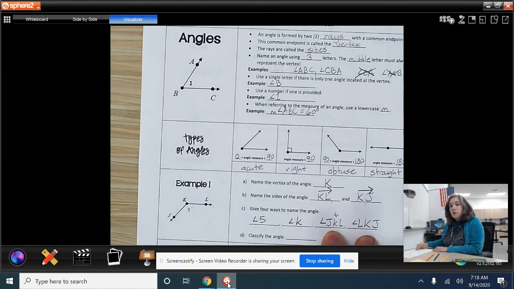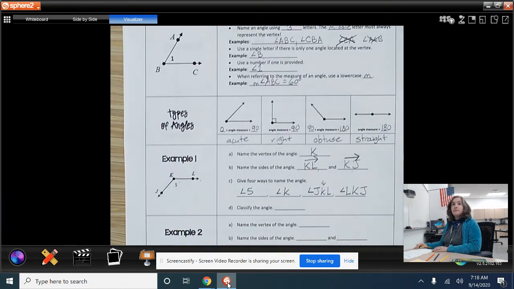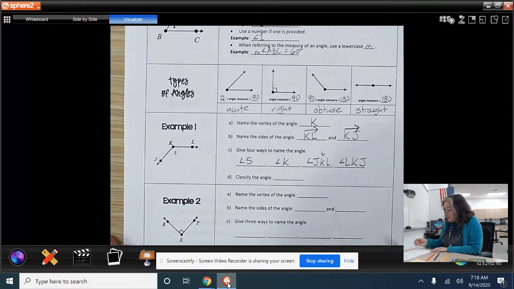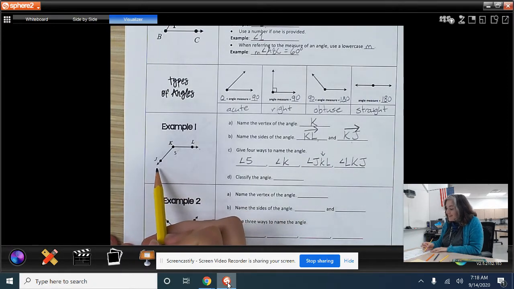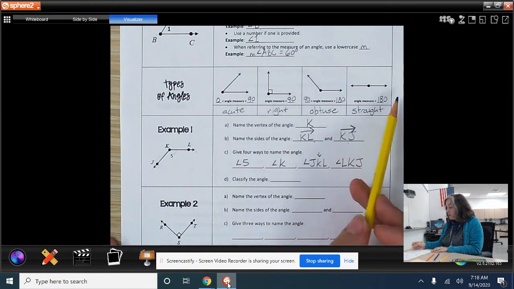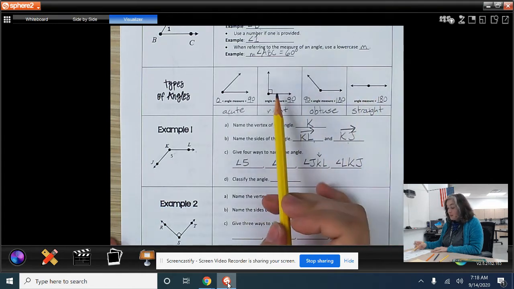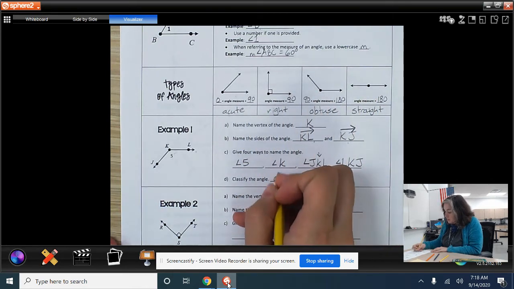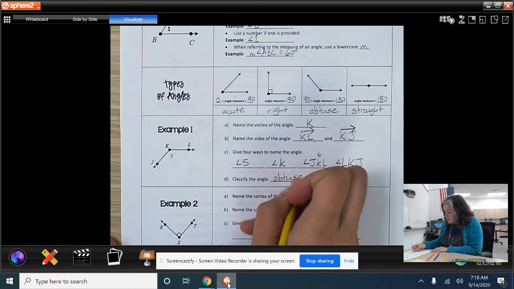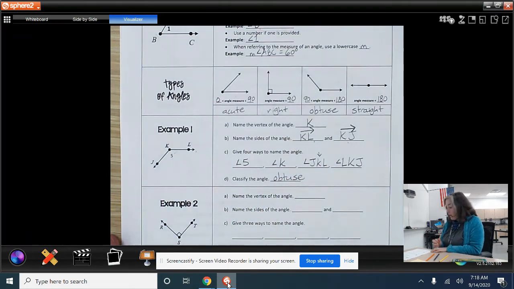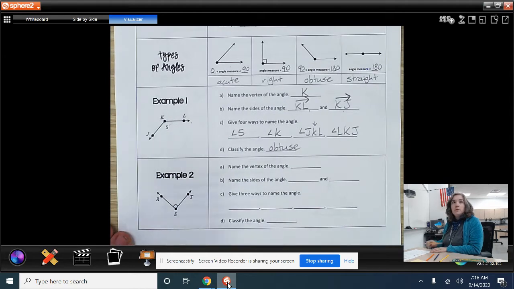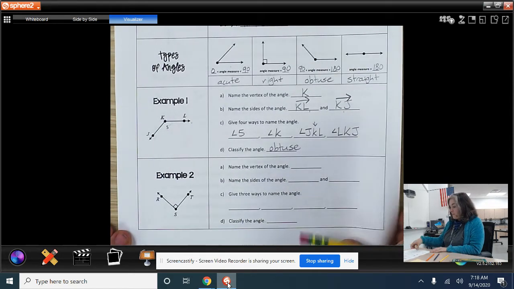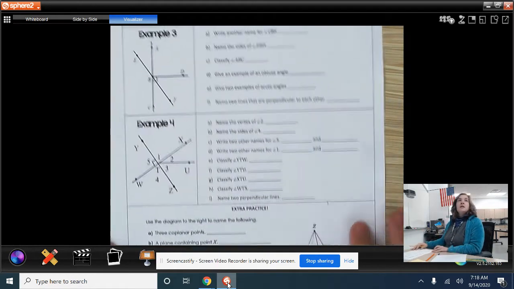Doesn't matter which of those two ways I name it. It's the same angle. So we want to classify the angle next. Well, I can see if I look at my pictures up here, it's not a straight angle, it's not a right angle, and it's bigger than this guy. So this is an obtuse angle. All right, I want you to try number 2 on your own.